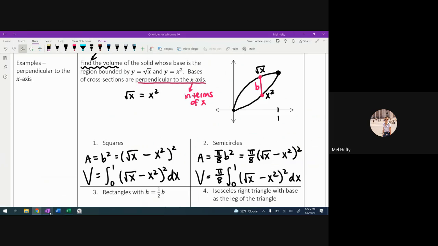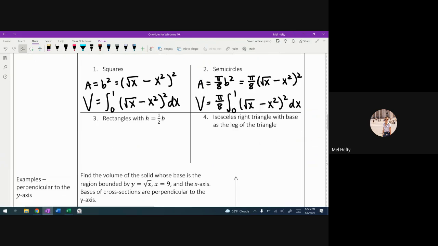All right, let's go ahead and finish out the X ones. So here's an example of what I could do with rectangles. So this one's saying rectangles with height equals half the base. We said rectangles were base times height. So I could just plug that 1/2 b into there and get 1/2 b squared.